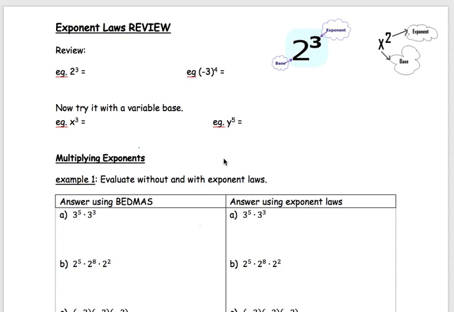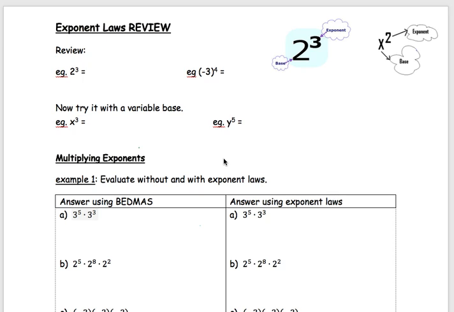Welcome to the Exponent Laws review lesson. So I'm going to go over the exponent laws that you covered last year in grade 9. Again, when you're using FOIL and multiplying polynomials and so forth, you are using exponent laws all the time. But I just want to make sure that for some of the more complex exponent operations that you do, you remember all of the different laws that you learned, okay?